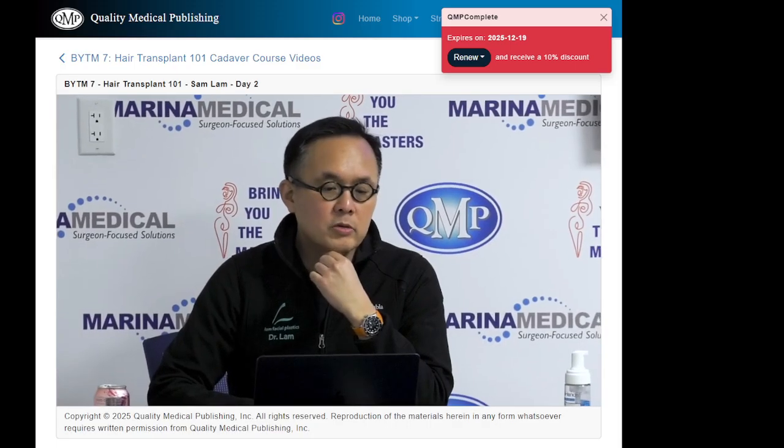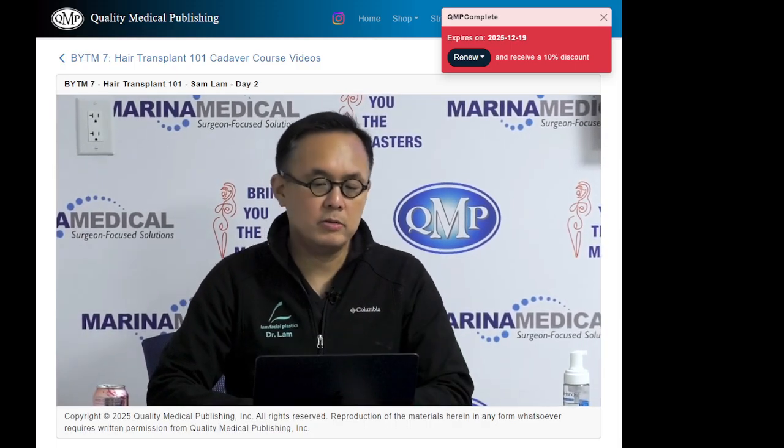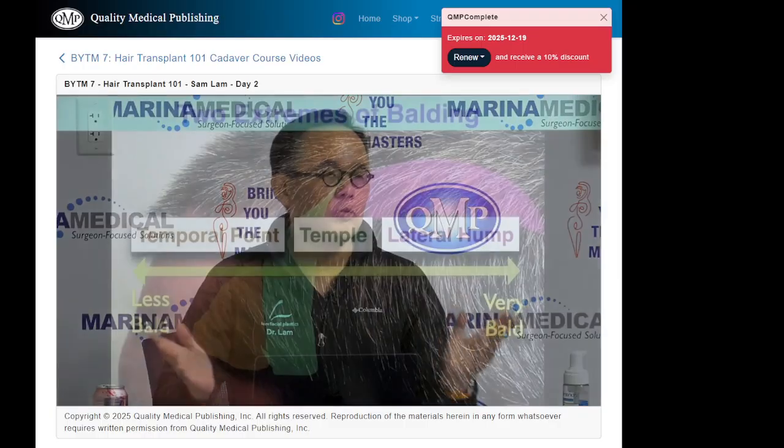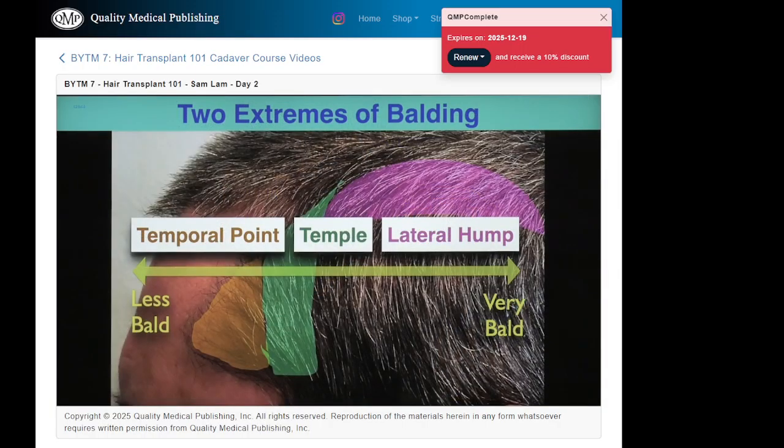So we're going to talk about temporal point reconstruction and lateral hump reconstruction. What are these that I'm talking about? First I have to talk about the anatomy. Think of the anatomy sort of like 2 extremes of balding. When someone has minimal hair loss, they may lose some of that temporal point and may want that reconstructed. But I don't do the temporal point reconstruction unless I have plenty of donor and I don't have other priority zones.